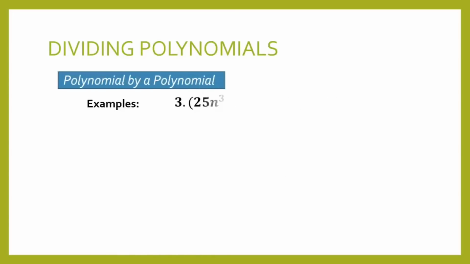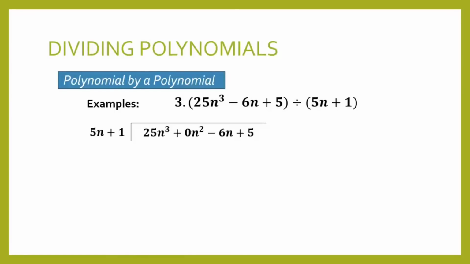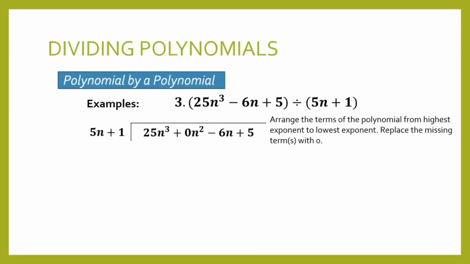For the third example, we are going to divide the quantity 25n cubed minus 6n plus 5 by 5n plus 1. Again, we use this method. So we make sure that the terms are arranged from highest exponent to lowest exponent.